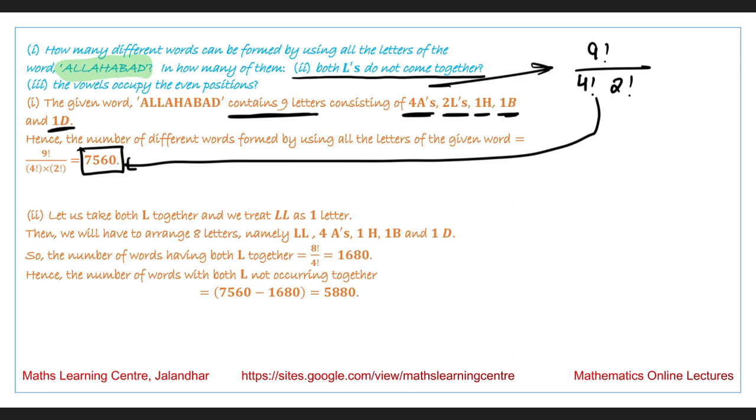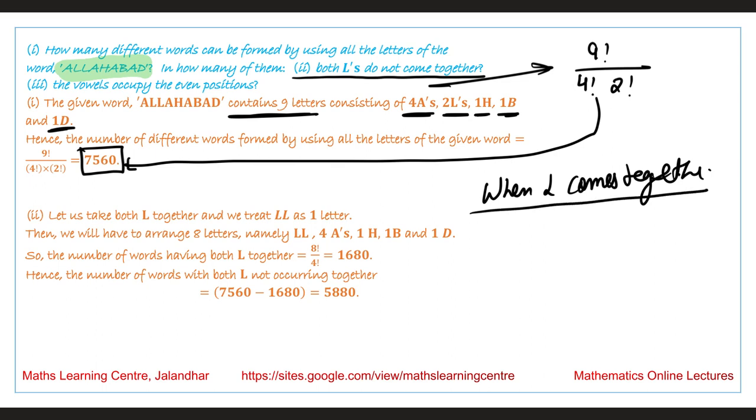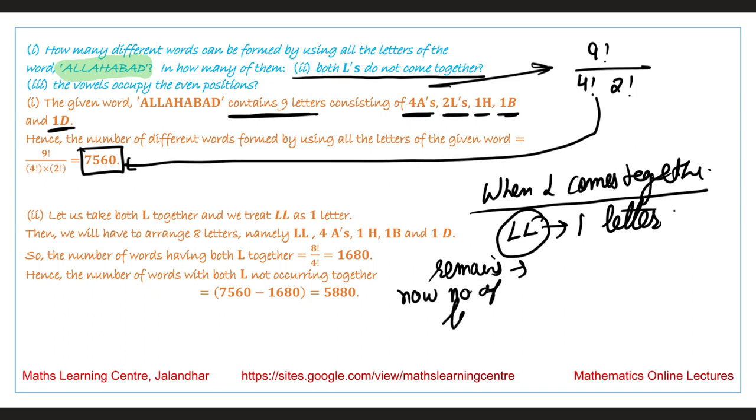Second is, both L's do not come together. So we are first talking about the case when L comes together. When L comes together, we are considering the two L's as one letter. So the remaining number of letters to be arranged is 8.